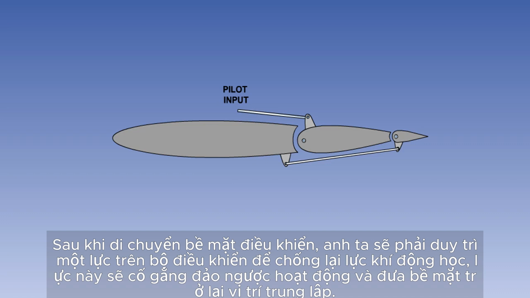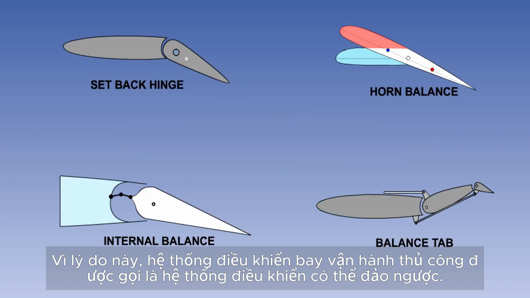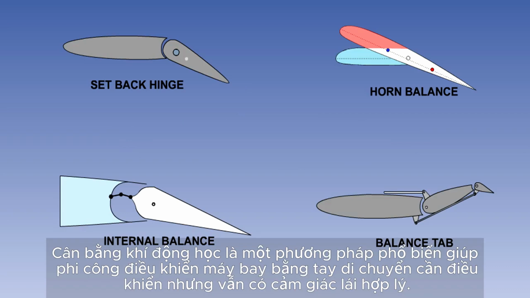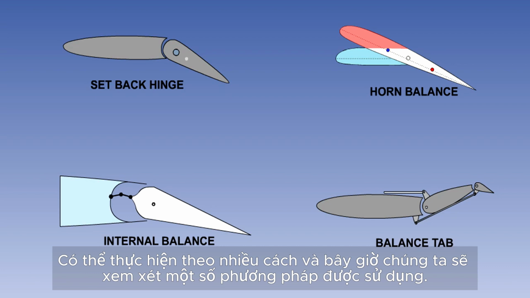Having moved the control surface, he will have to maintain a force on the control to oppose the aerodynamic force, which will be attempting to reverse the operation and return the surface to the neutral position. For this reason, manually operated flight controls are known as reversible controls. Aerodynamic balance is a common method of helping the pilot of an aircraft with manual controls to move the controls while still leaving him with a reasonable amount of feel. Aerodynamic balance involves using the aerodynamic forces on the control surface to reduce the hinge moment. It may be achieved in several ways, and we will now have a look at some of the methods used.